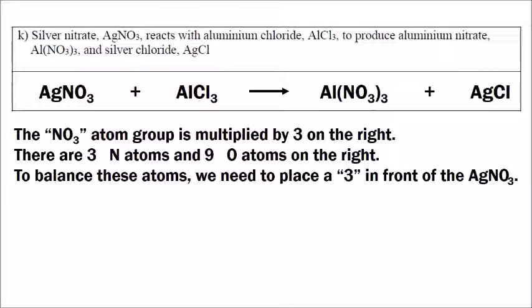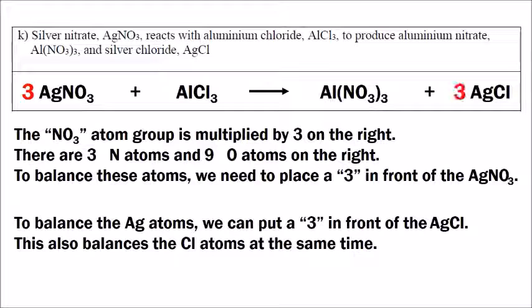so we have 3 nitrogen atoms and 9 oxygen atoms on the right. To balance these atoms, we have to place a 3 in front of the silver nitrate. This gives us 3 atoms of silver on the left, so we can put a 3 in front of the silver chloride. This also gives us 3 chlorine atoms, which is what we wanted anyway, so now everything is balanced, and the coefficients from left to right are 3, 1, 1, and 3.